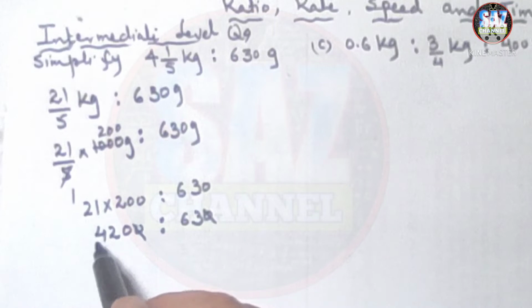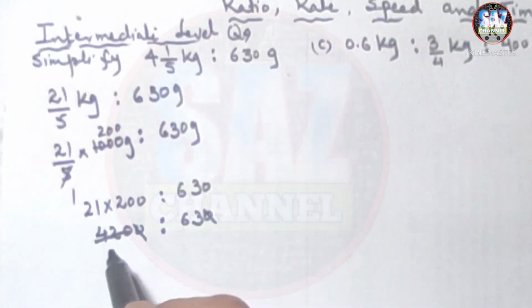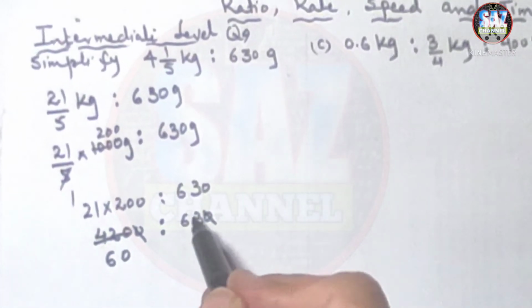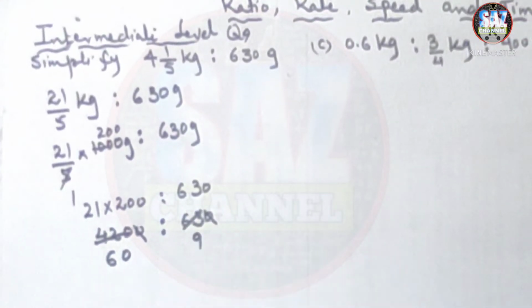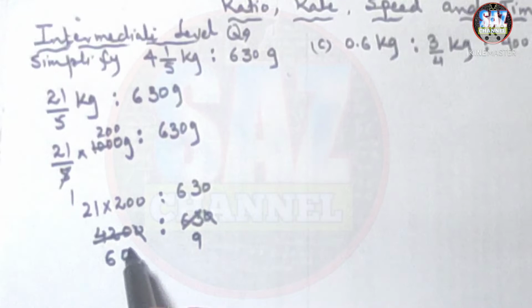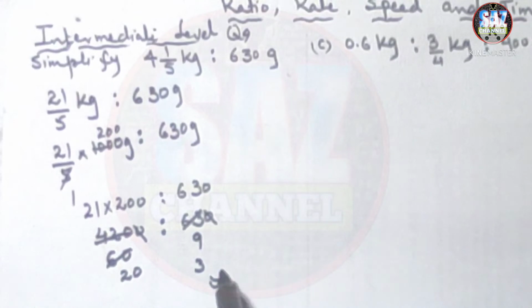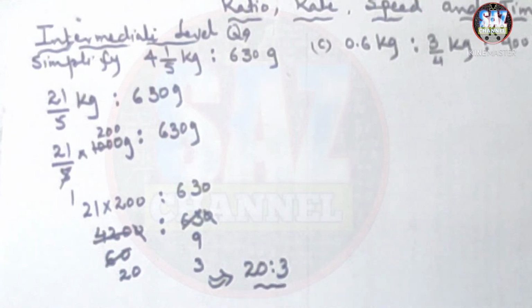Table of 7 is suitable. 7 6s are 42 and zeros are, and 7 9s are 63, and now table of 3, 3 20 times and 3 3 times. So the required ratio will be 20 ratio 3. 20 ratio 3 is the simplified form for this question.